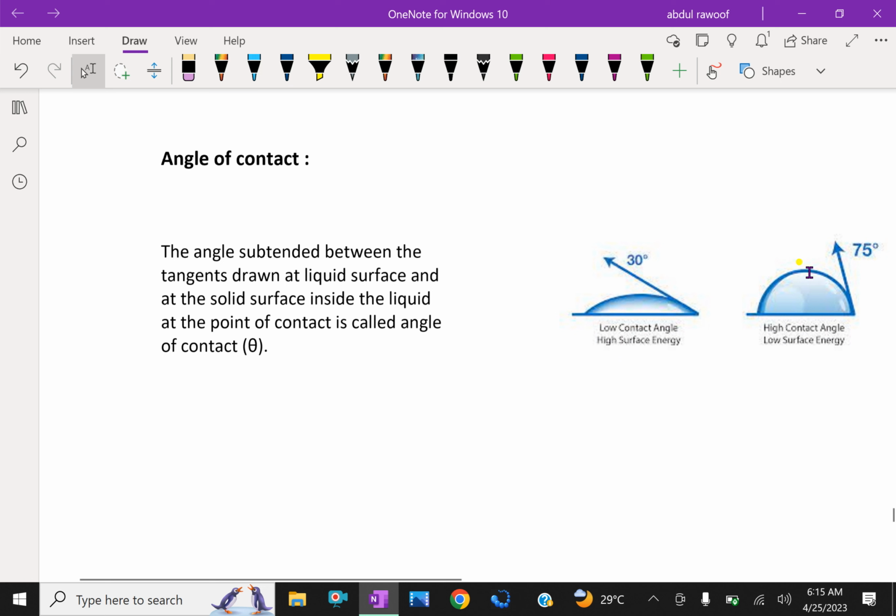Next, angle of contact. The angle subtended between the tangents drawn at the liquid surface and at the solid surface inside the liquid at the point of contact is called the angle of contact. Here, look at this: low contact angle, high surface energy. High contact angle has low surface energy.